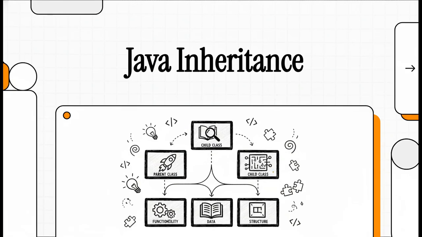All right, let's dive in. Today, we're tackling one of the absolute cornerstones of Java, inheritance. Think of it like building a family tree for your code. It's all about making what you write smarter, cleaner, and a whole lot more organized.